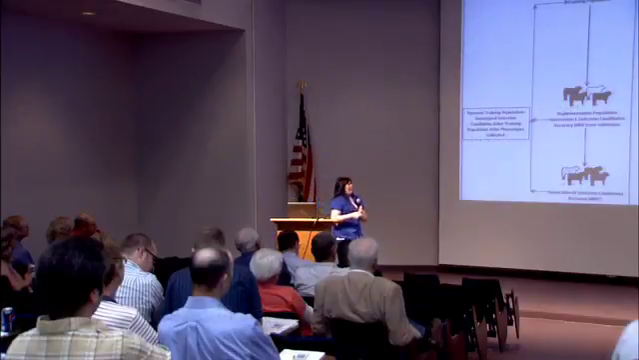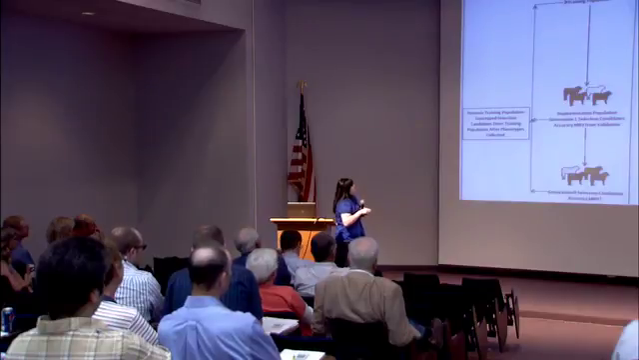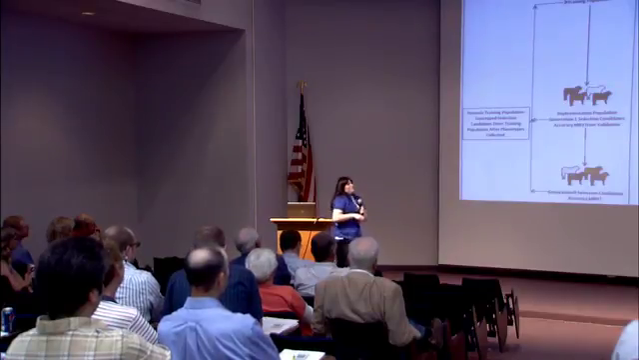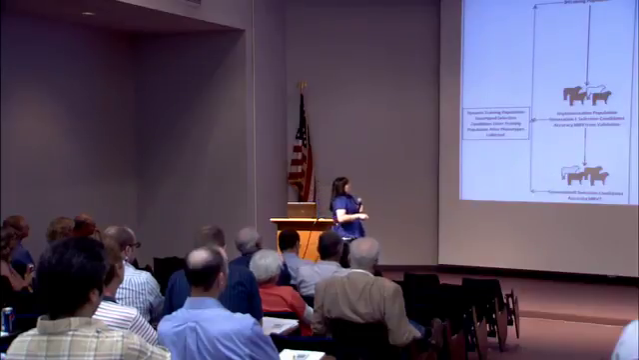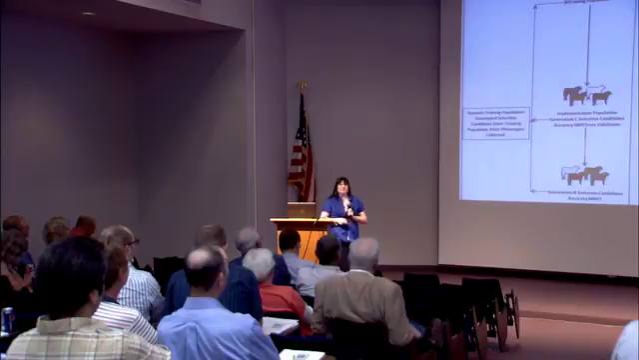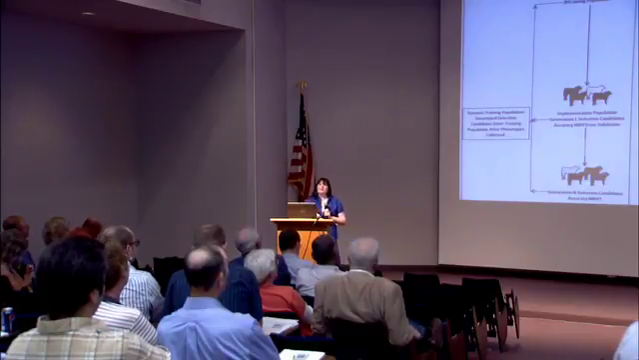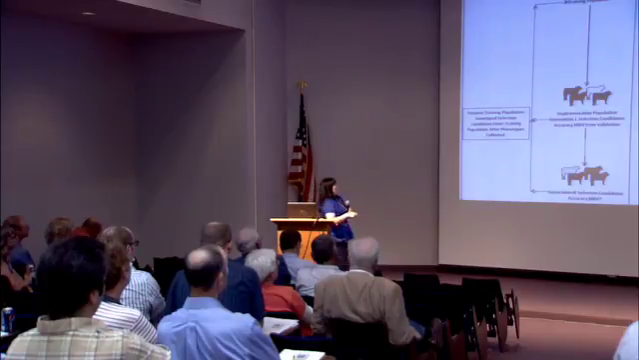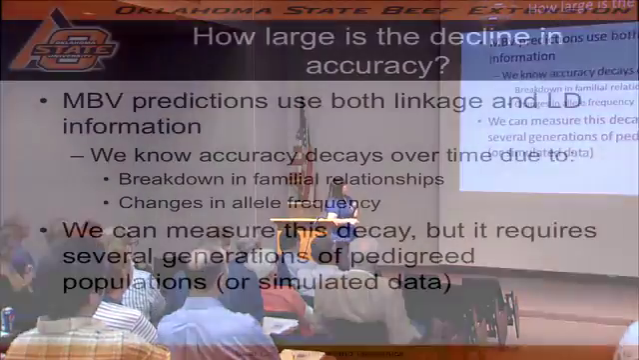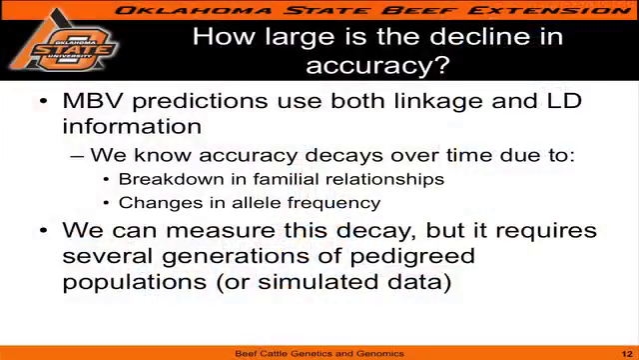Now, if we can't do that, what happens is you continue to use those same prediction models that we generated here, only we use them maybe 3 or 4 generations later. So generation in, we apply those same marker predictions, but at this point in time, we really don't know what the accuracy is because we know that it decays over those generations. So the big question is, how large is the decline in accuracy?